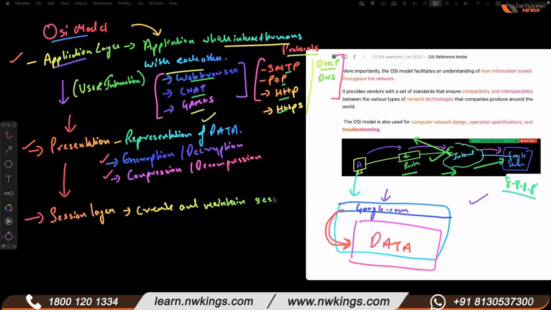What do you mean by this? So it means create and maintain session, that when you access google.com in one web browser, maybe in another tab you open youtube.com, maybe in third computer tab you open facebook.com. So means your computer is making connection with the different server.